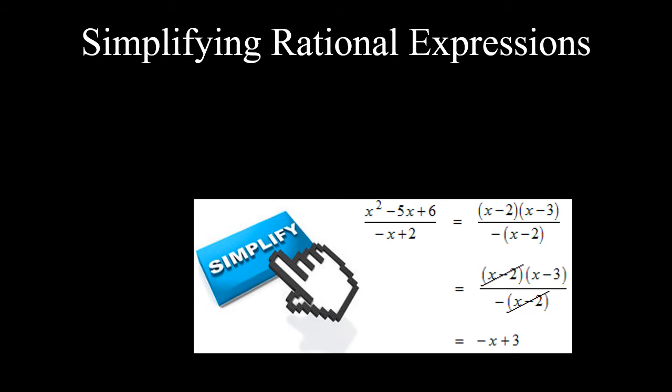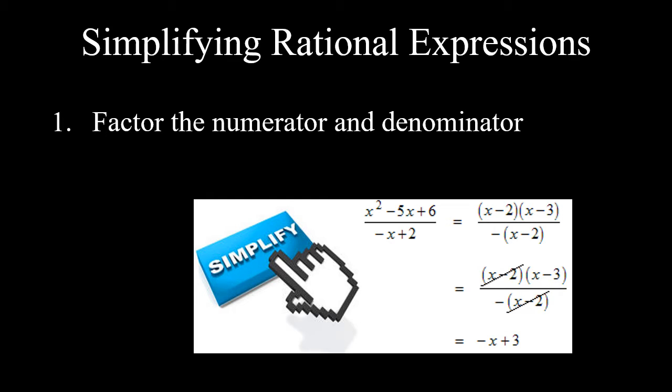So when you're simplifying rational expressions, you do two things. You factor the numerator and denominator, and you cancel out any factors of one. So let's take a look. There's an example right here. Here's our rational expression. I know it's a rational expression because it looks like a fraction. It's a fraction with polynomials.